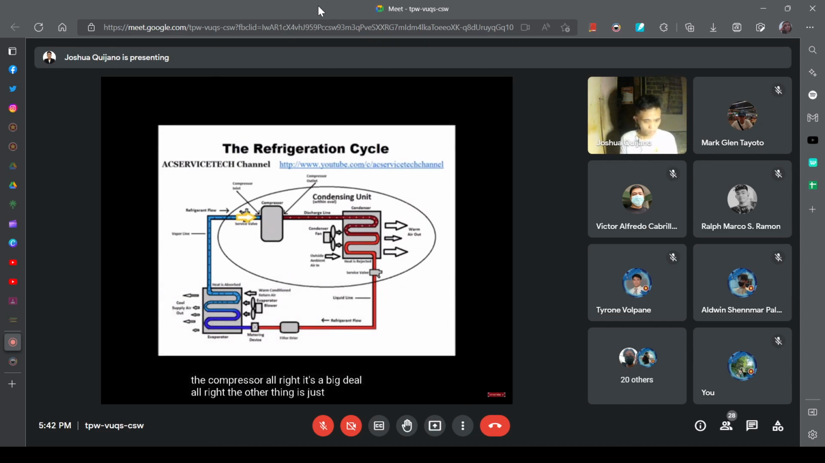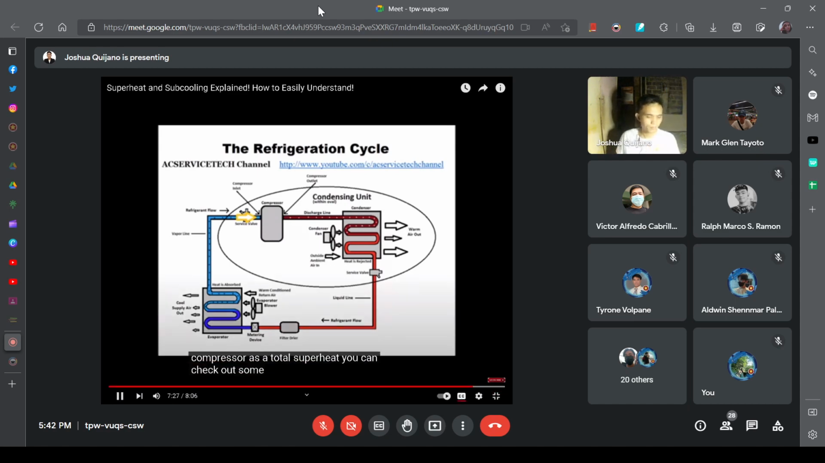The other thing is just efficiency. So you want to make sure that you are finding the correct target superheat before you set the superheat. The superheat is the temperature increase in vapor form, and it's checked typically at the service valve right next to the compressor as a total superheat. You can check out some of my other videos for how to find the target.